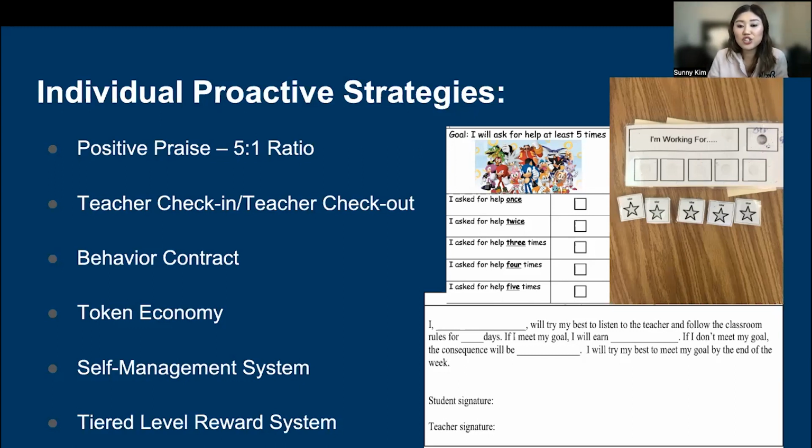Behavior contracts, I'm a huge advocate for behavior contracts because students learn early in life that life is all about contracts. When you get a job, there's a contract. When you buy a house, there's a contract. When you buy a car, there's a contract. So, why not teach them early? For some of my younger kids, I like to do token economy, but as soon as they can, I like to then switch over to a self-management system. But I'm a huge advocate of self-management.